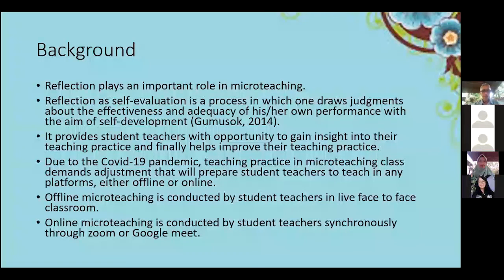Then offline micro teaching is conducted by the student teachers in live face-to-face classroom. So this is like conventional classroom when we have the teaching and learning process before the pandemic situation. And then online micro teaching is conducted by student teachers synchronously through a platform like Zoom or Google Meet.